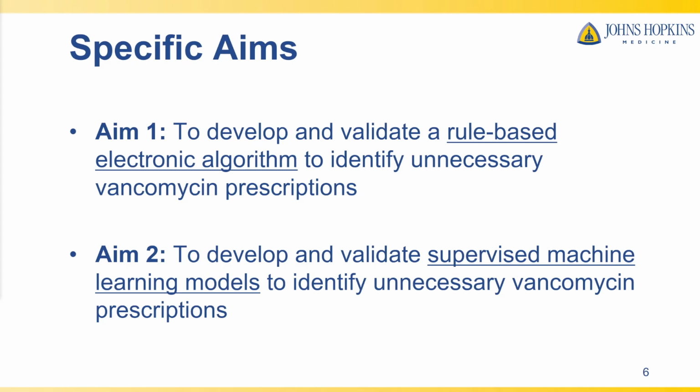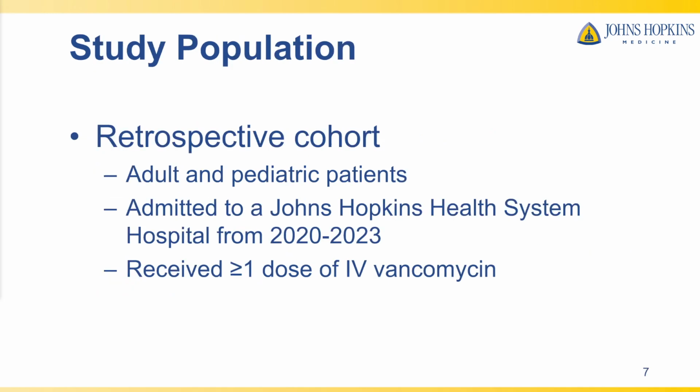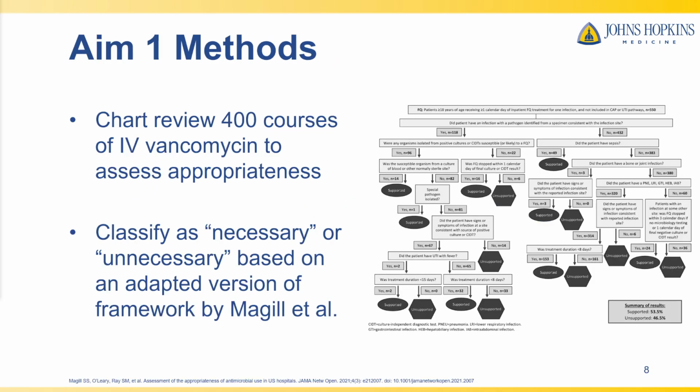First, we will develop and validate a rule-based electronic algorithm to identify unnecessary vancomycin prescriptions. In aim 2, we will then develop and validate supervised machine learning models to identify unnecessary vancomycin prescriptions. Both aims of this study will use the same study population, which is a retrospective cohort of adult and pediatric patients who were admitted to a Johns Hopkins Health System hospital from 2020 to 2023 and received at least one dose of IV vancomycin.